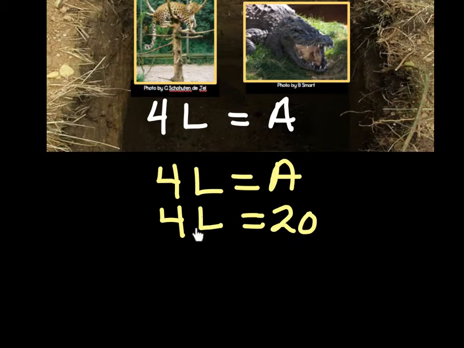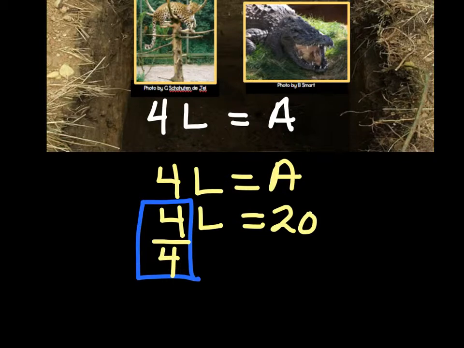Anytime you have a variable, you want to get this variable all alone, right? So I want to get rid of this 4. So I'm going to use the box method, and I'm going to box this 4, right? And now I got to think, okay, if this 4 is being multiplied, if I do the opposite operation, I will get rid of it, right? So watch here. So I'm going to go divided by 4.